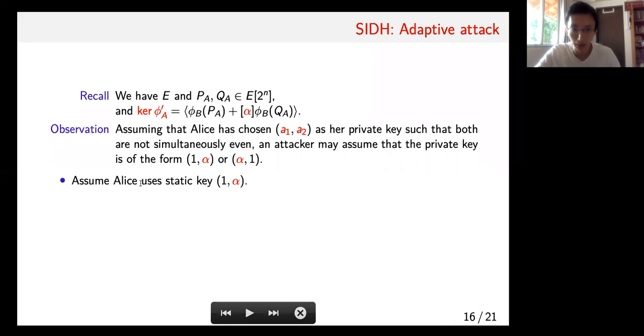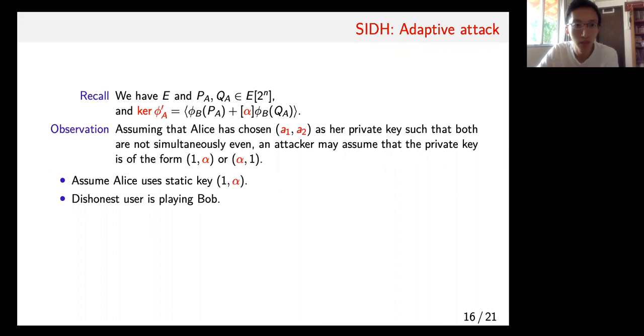So let's just make this assumption. Alice uses a static key. And so this is what we have, right? And so our task as an attacker is to find alpha. So we will play the dishonest user. Let's say that Alice is just sitting over there using a static key. I want to find her static key.